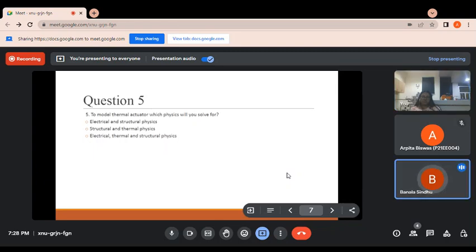Structural and thermal physics, ma'am. Structural and thermal, and also the electrical physics. So the right option is option 3, electrical, thermal and structural physics. Okay.